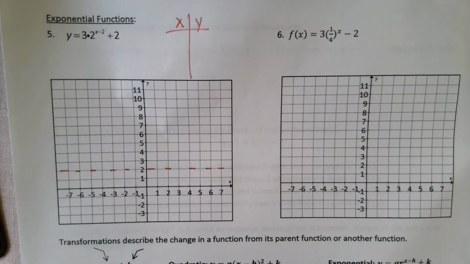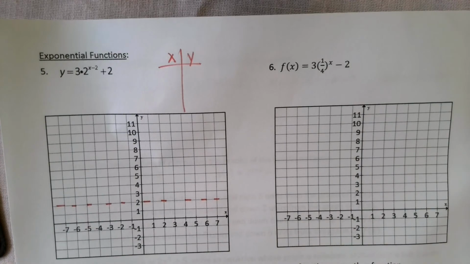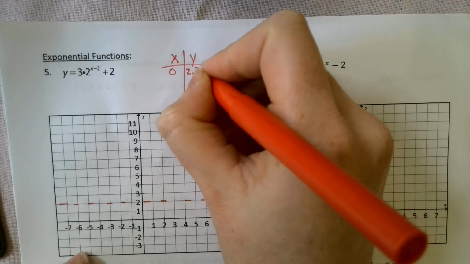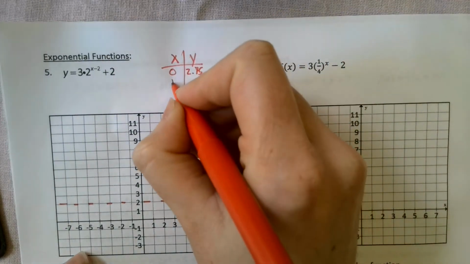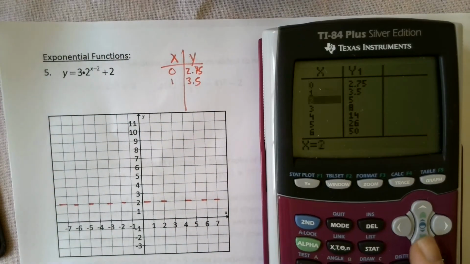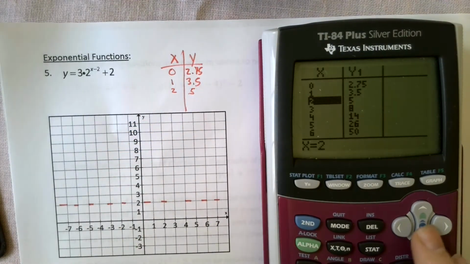Okay, so we're going to have 3 times 2, x minus 2, and then plus 2. Alrighty, so for this, I would say start at 0 so that you have your y-intercept. So that's going to be 0, and then 2.75, and then 1 is 3.5. Sorry guys, forgot to actually show you my table. And then 2, 5, and then 3, 8.